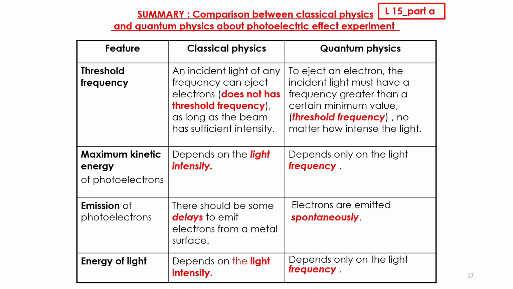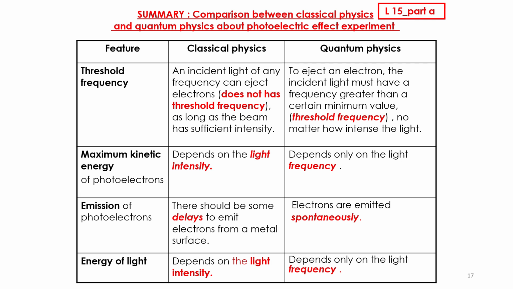Okay, this is a summary of how we compare classical physics and quantum physics about the photoelectric effect experiment. We look at a few features here. The first one is the threshold frequency. In classical physics, an incident light of any frequency can eject an electron, so there is no threshold frequency as long as the beam has sufficient intensity. But in quantum physics, to eject an electron, the incident light must have a frequency greater than a certain minimum value, which we call the threshold frequency, no matter how intense the light.